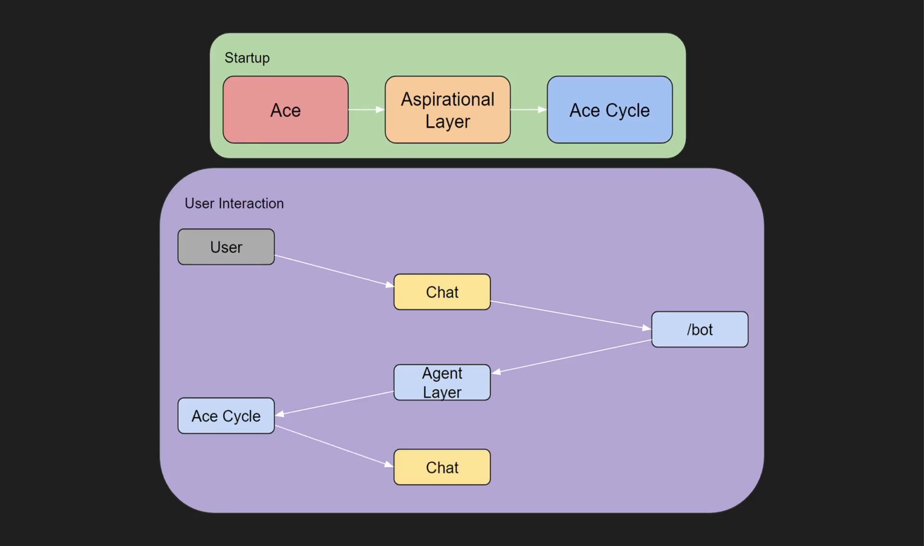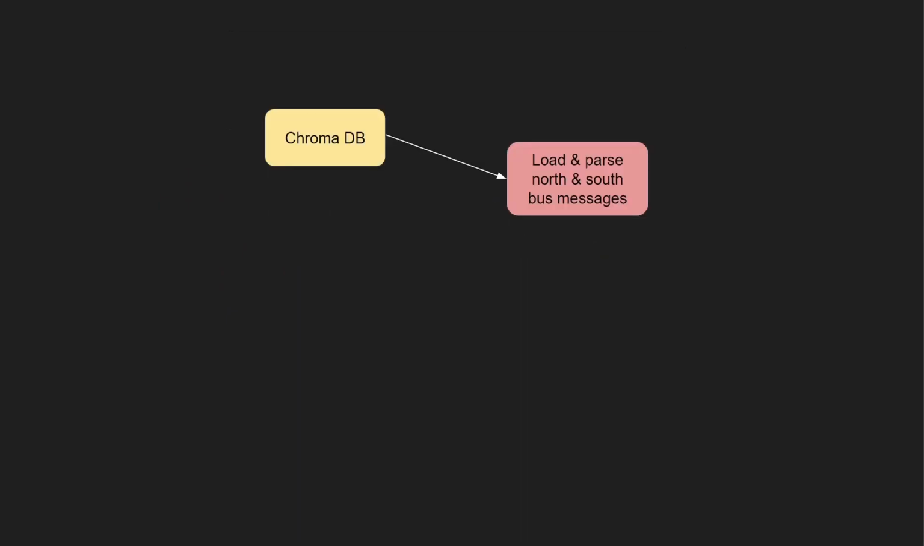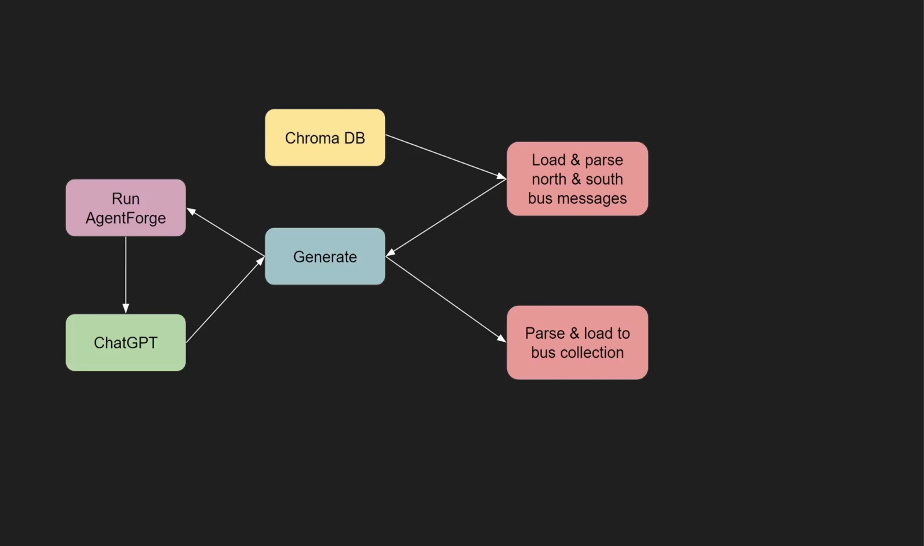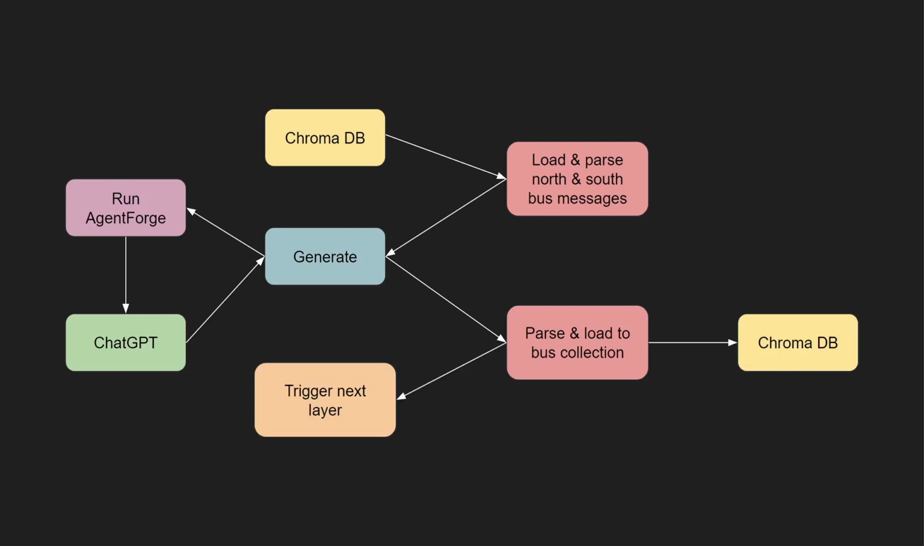Moving on to how the ACE cycle operates. It first starts by loading the north and south bus messages from the ChromaDB bus collection. Then, using those messages as context, it generates a message by calling the AgentForge to run, which then uses ChatGPT to generate a message. Then it parses the output into the respective north and south bus messages and loads them into the bus collection in ChromaDB. Then it triggers the next layer, thus continuing the cycle.